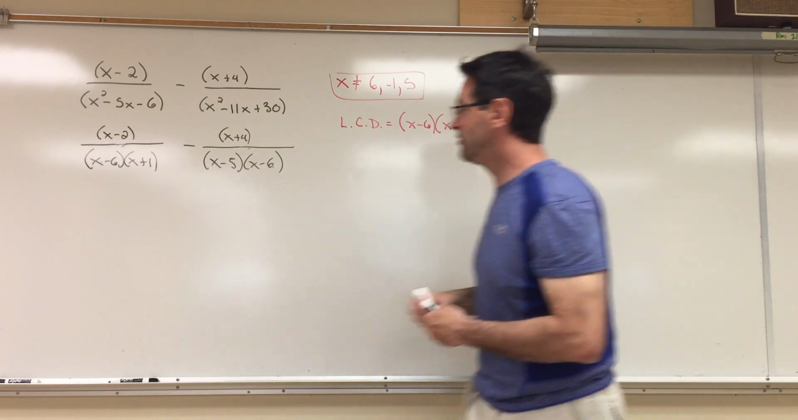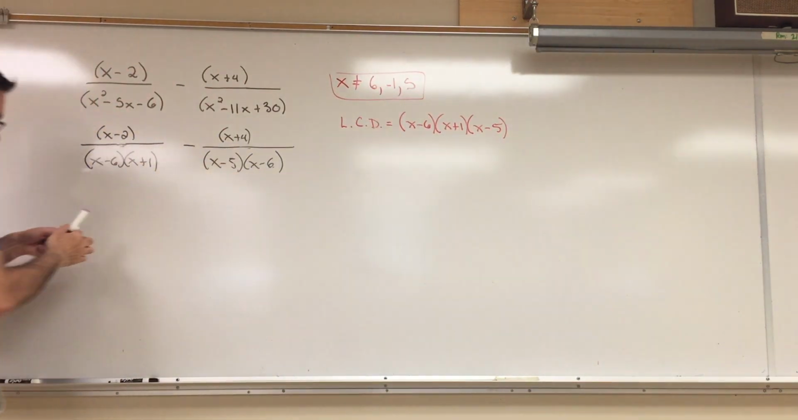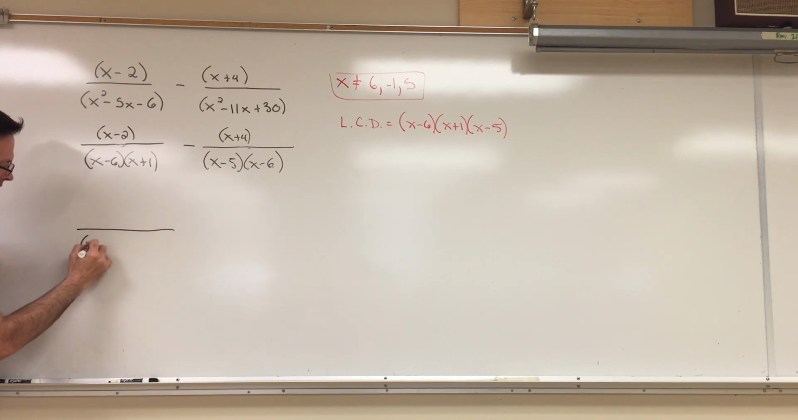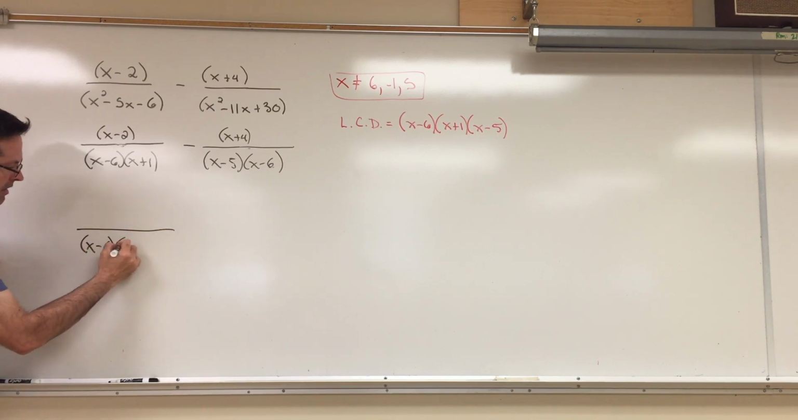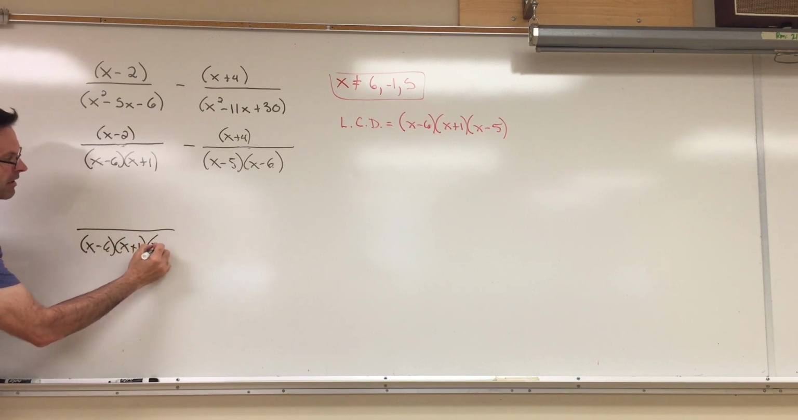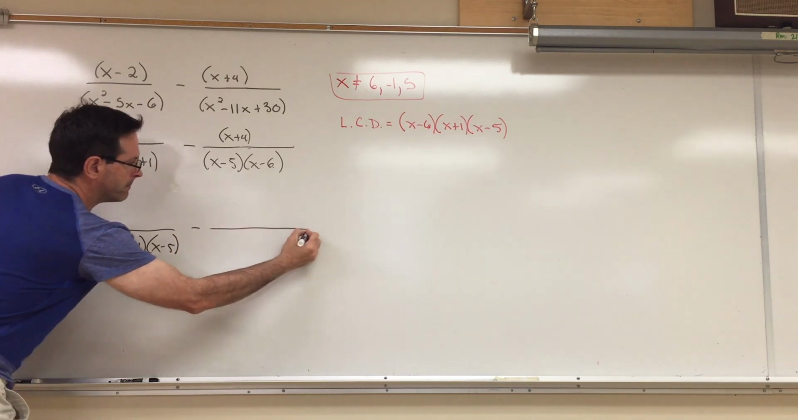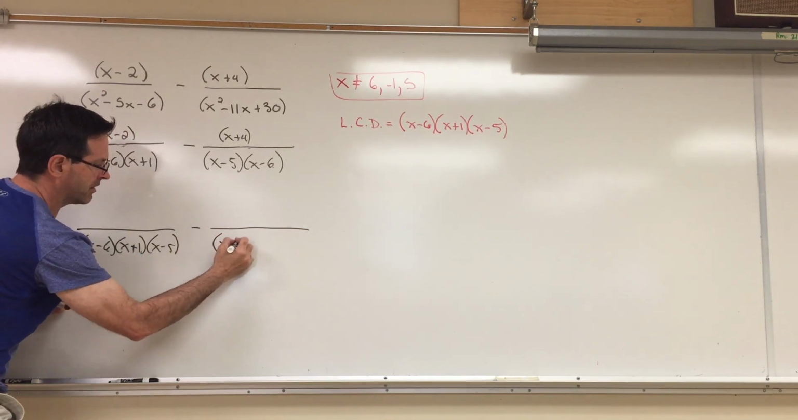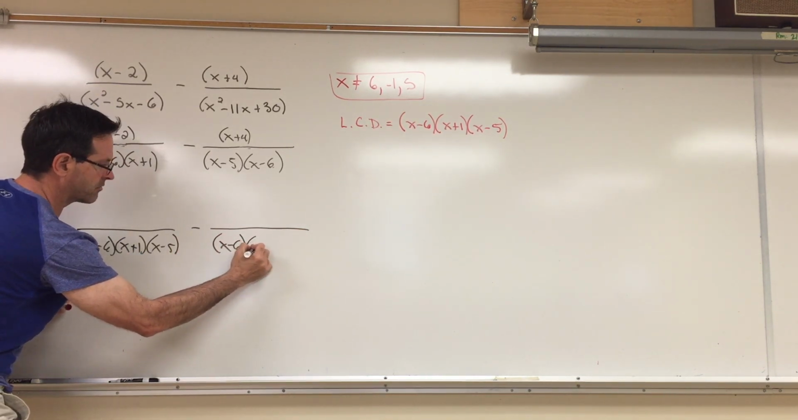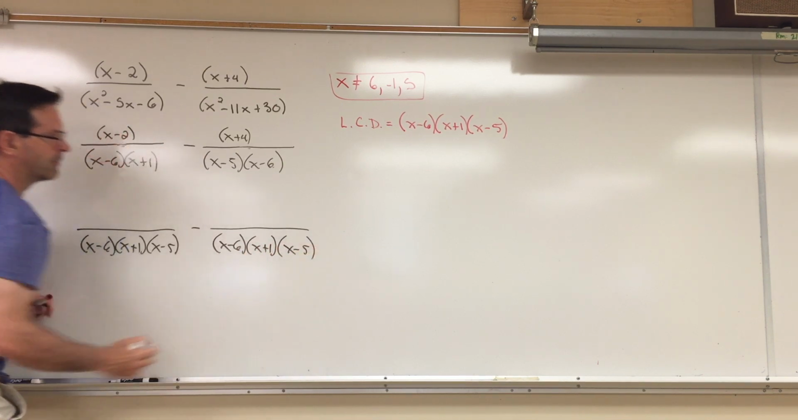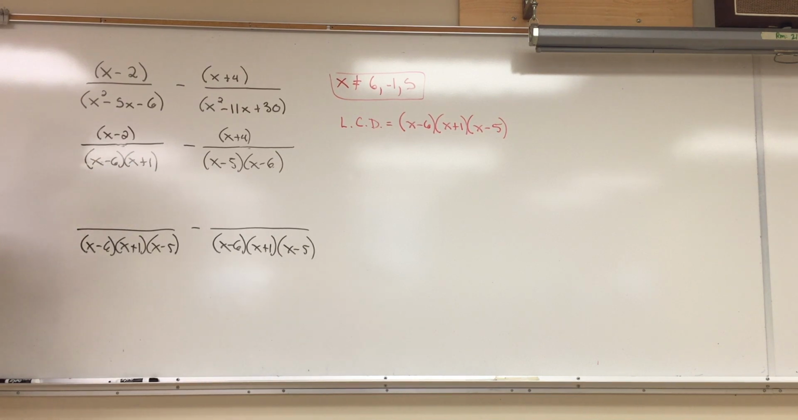So we'll rewrite each of these fractions, but with the LCD as the denominator. I like to set it up ahead of time. x minus 6, x plus 1, times x minus 5, and then subtraction sign. x minus 6, x plus 1, times x minus 5. You can put it on pause now, and I want you to figure out what would be in the numerator to get equivalent expressions.